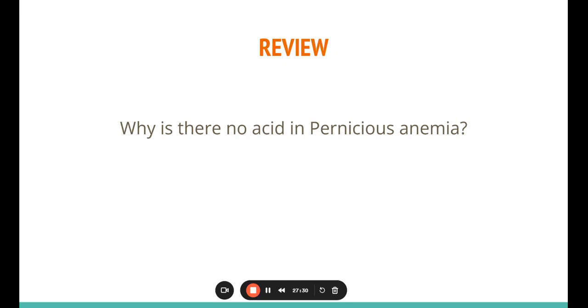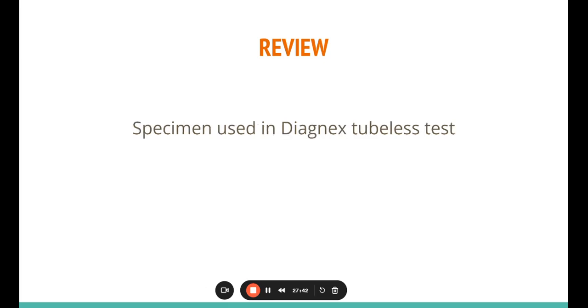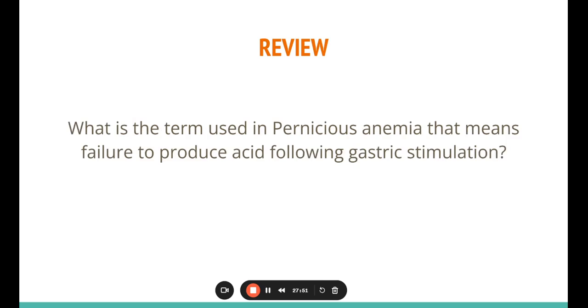Why is there no acid in pernicious anemia? Because the antiparietal cell antibody destroys parietal cells, which produce HCl. What is the specimen used in Diagnex tubeless test? We just discussed this. Okay, the answer is urine. What is the term used in pernicious anemia that means failure to produce acid following gastric stimulation, meaning the pH is always greater than 6? Anacidity.